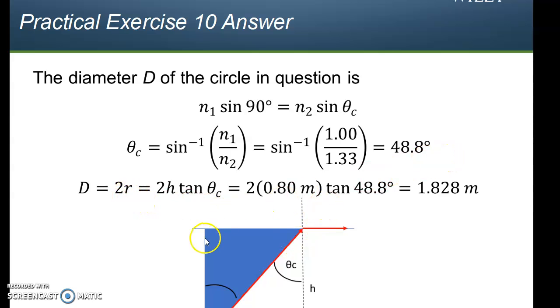So 2r is going to be the diameter. This is just going to represent r. So it's going to be 2 times the height times the tangent of this angle right here, which is the same as this angle right here, right? Corresponding angles. So this is 2 times 0.80 meters times tangent of 48.8, which gives 1.828 meters. Okay? That's problem number 57.